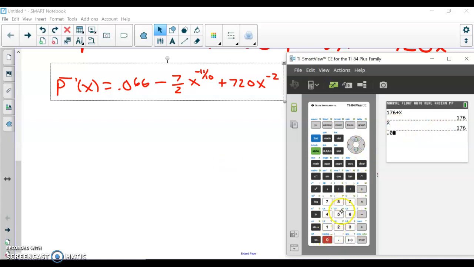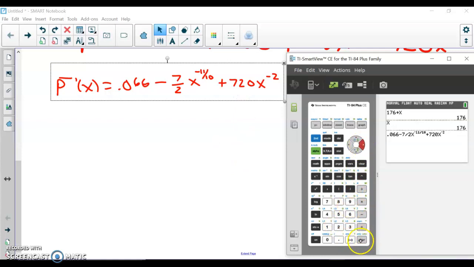So you can do 0.066 minus, I got 7/2 there, x, and then you can do exponent. Be careful with exponents. If you don't have an auto script like this, you're going to need parentheses. I have a little auto script from this calculator since it's a plus version, so I don't need them. But if you have an older model, make sure you put your exponents in parentheses. All right, so divided by 10, and then drop the arrow down. We've got a plus 720 x to the negative 2.